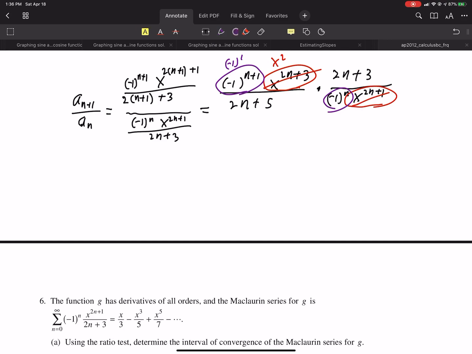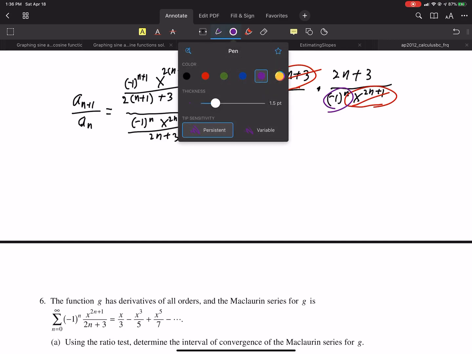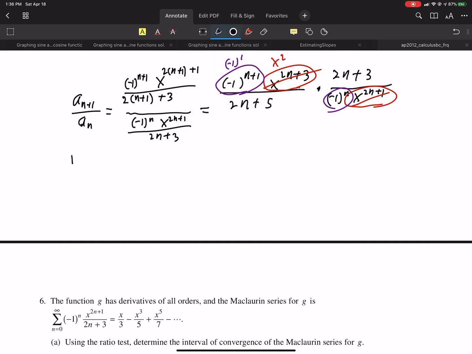The ratio test says we take the r will be the limit as n goes to infinity of the absolute value of this. Don't forget the absolute value. So on top, we're left with a negative 1 x squared and 2n plus 3. On the bottom, we're left with 2n plus 5.